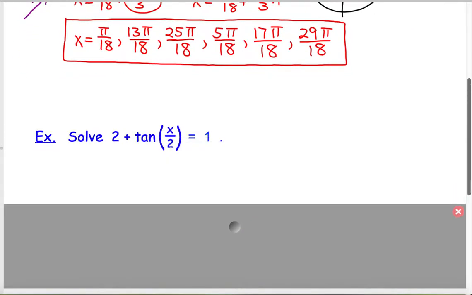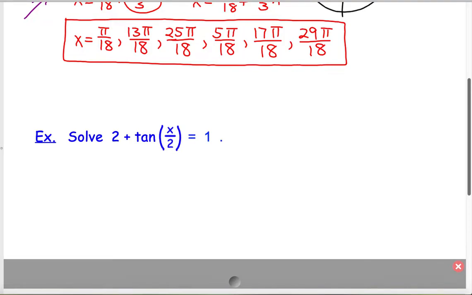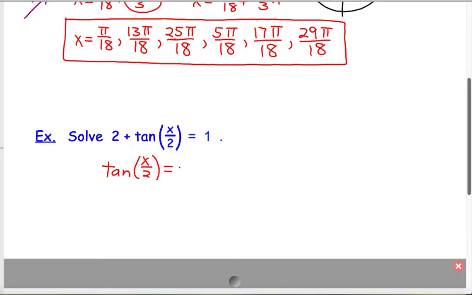What other types of equations? How about this one? Let's solve 2 plus tan of x over 2 equals 1. Now this is going to be the same idea. So I'm going to subtract the 2 to the other side, and I'm going to get tangent of x over 2 equals 1 minus 2, which is negative 1. And so now I think back to my unit circle, and when is the tangent equal to negative 1? Well, that's when the sine and the cosine have the same values. That's the pi over 4 reference angles.